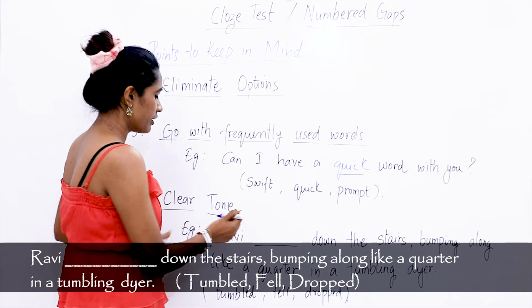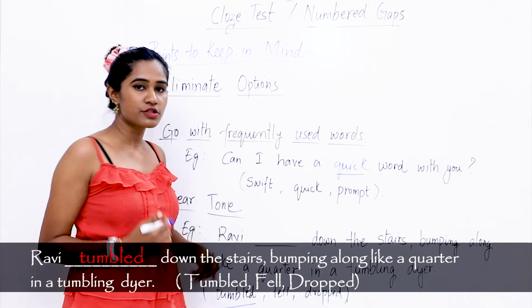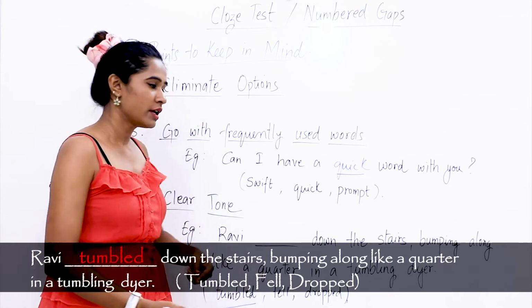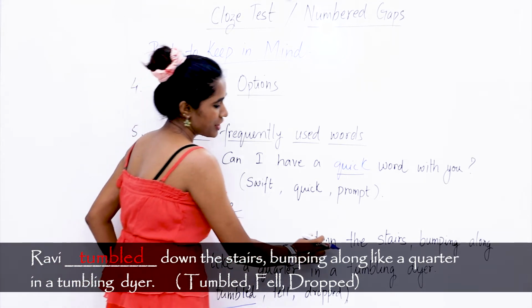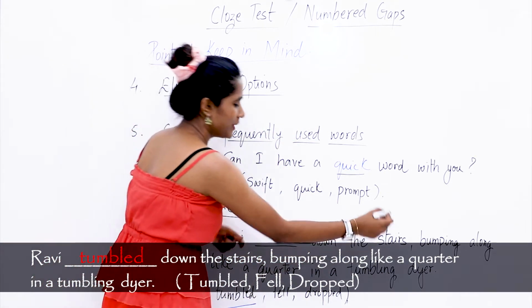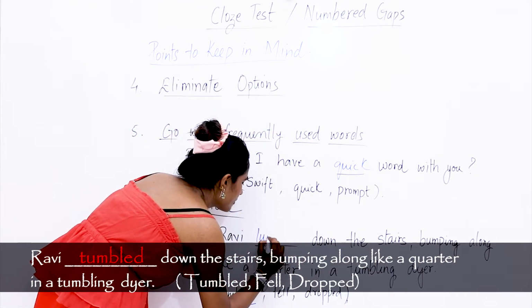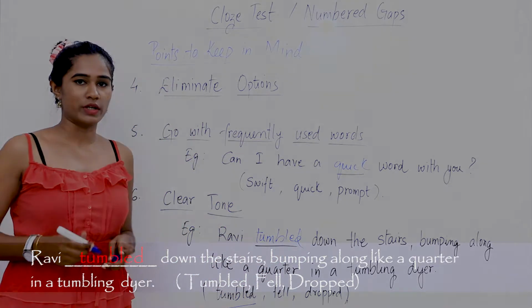So here, the answer is tumbled. Tumbled means rolling down over and over and getting down the stairs. So Ravi tumbled down the stairs, bumping along like a quarter in a tumbling tire. See, tumbled is the right word.